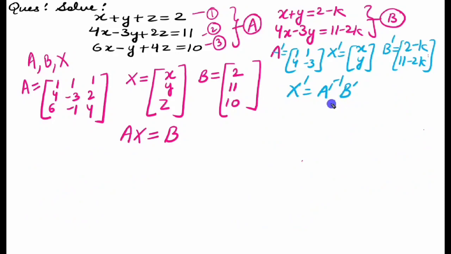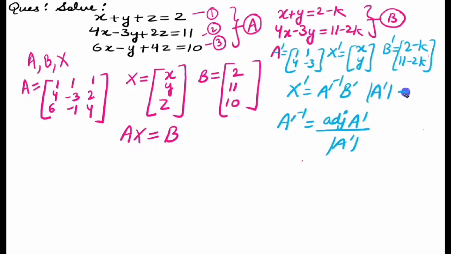Now to find out the x dash, we will be first finding out the inverse of A dash. Inverse of A dash will be adjoint of A dash divided by determinant of A dash. और determinant of A dash हमारे पास क्या आया था, the determinant of A dash came out to be -7. Adjoint of A dash is a 2 cross 2 matrix.